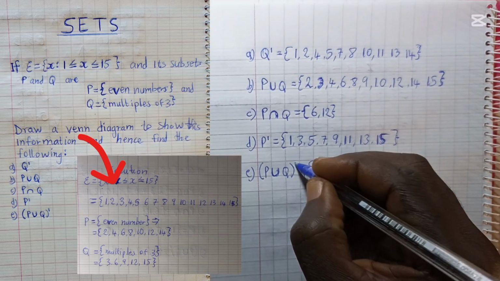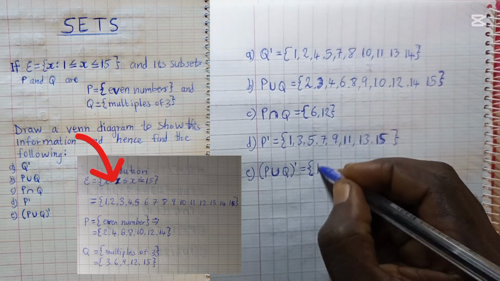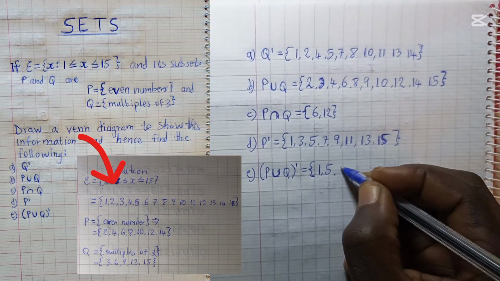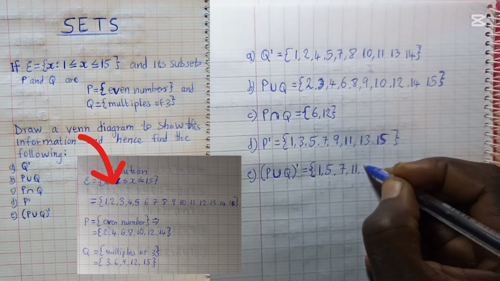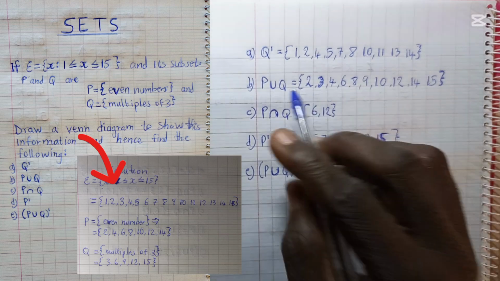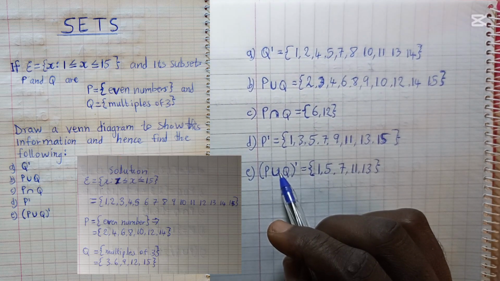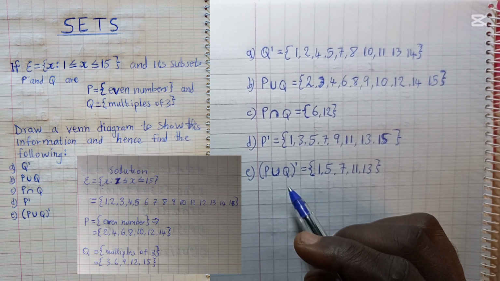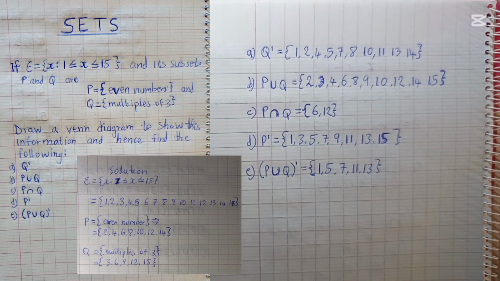We can see that from comparing the universal set and this set, 1 is not there, 5 is not there, 7 is not there, 11 also is not there, and 13. These are the elements in the universal set that cannot be found in this P union Q. We call it the complement of P union Q. So these are the answers to the questions.